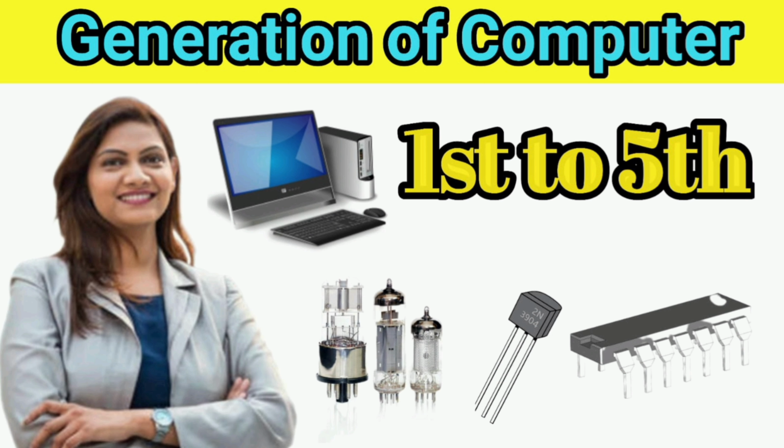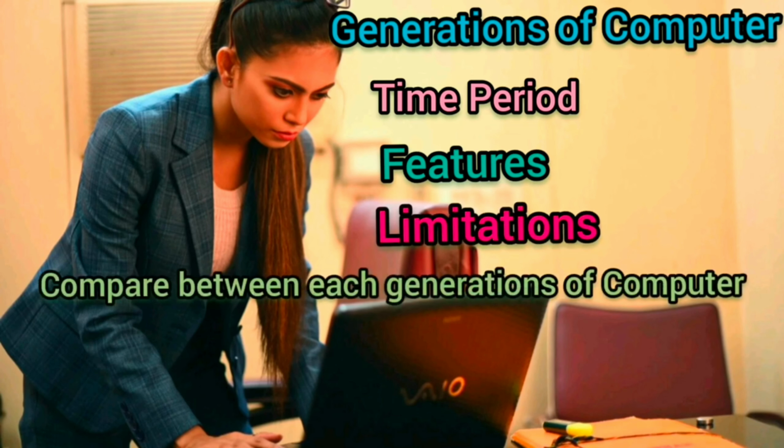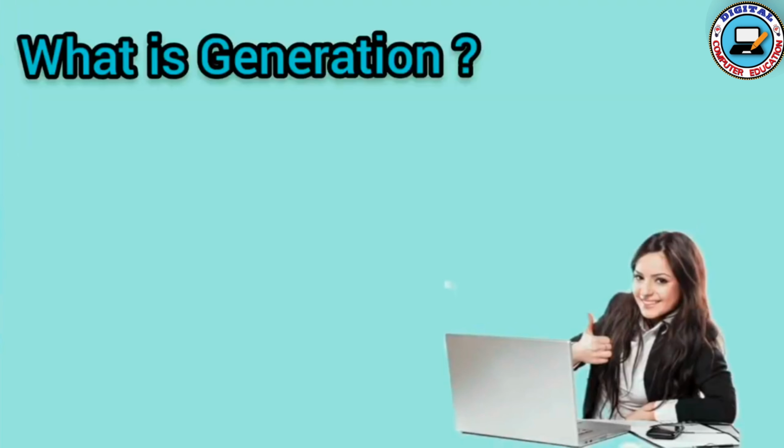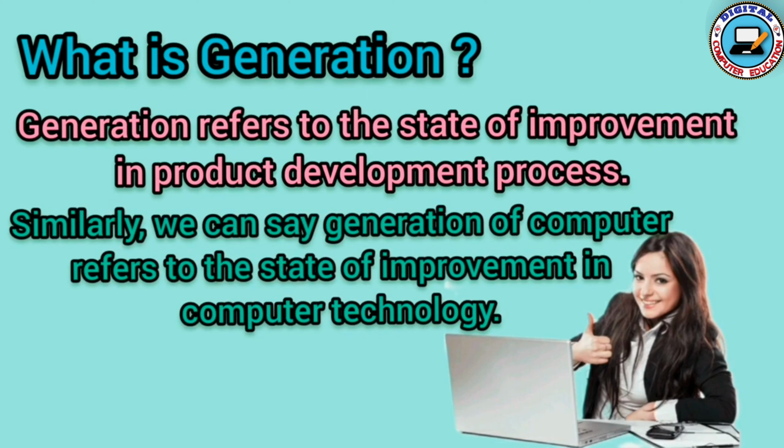We will discuss generations of computers, their time period, features, limitations, and compare each generation of computers through a chart. So let's start. First of all, we will know what is generation. Generation refers to the state of improvement in the product development process. Similarly, we can say generation of computer refers to the state of improvement in computer technology.